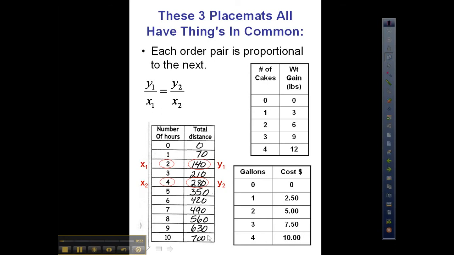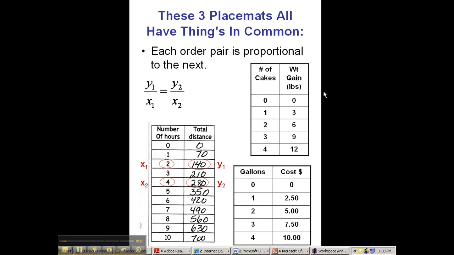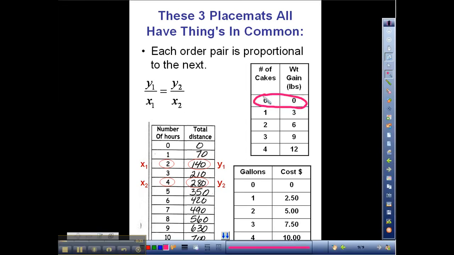Can you guys tell from the table that these graphs pass through the origin? How can you tell? Because 0, 0 is in your table, and 0, 0 is the coordinates of your origin.